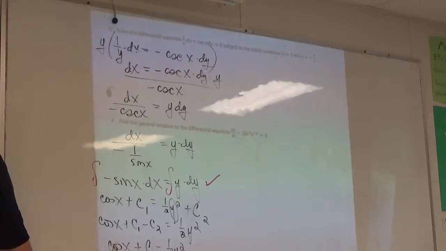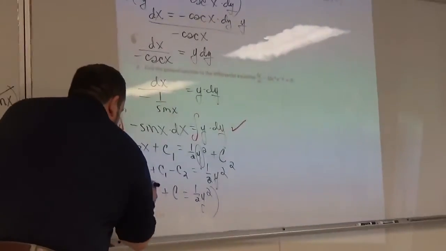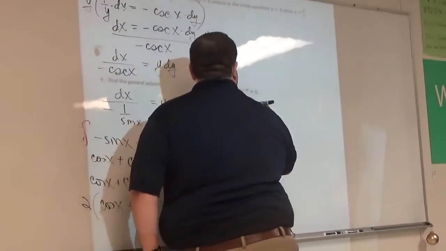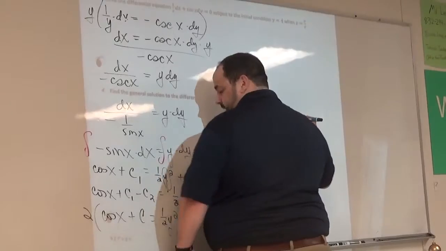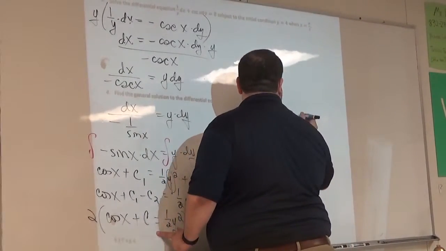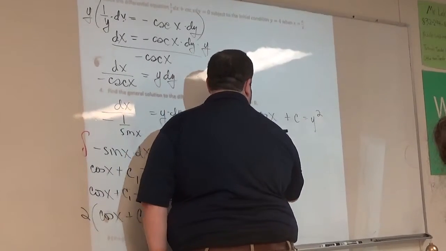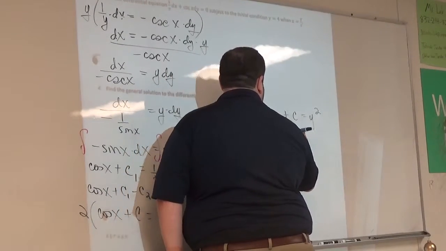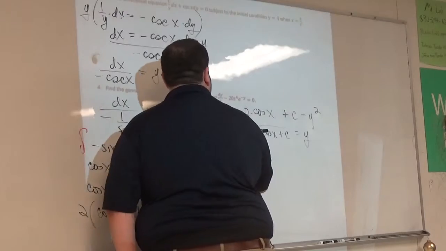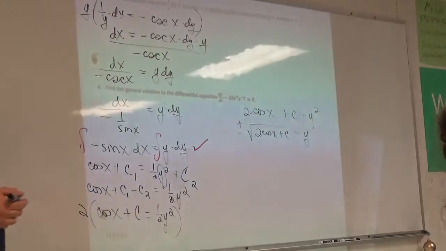I still haven't solved it for y. So we're going to multiply everything by 2. 2 times cosine of x plus c equals y squared. Take a square root. Square root of 2 cosine of x plus c is equal to y, plus or minus in front of it. And then use the initial condition.